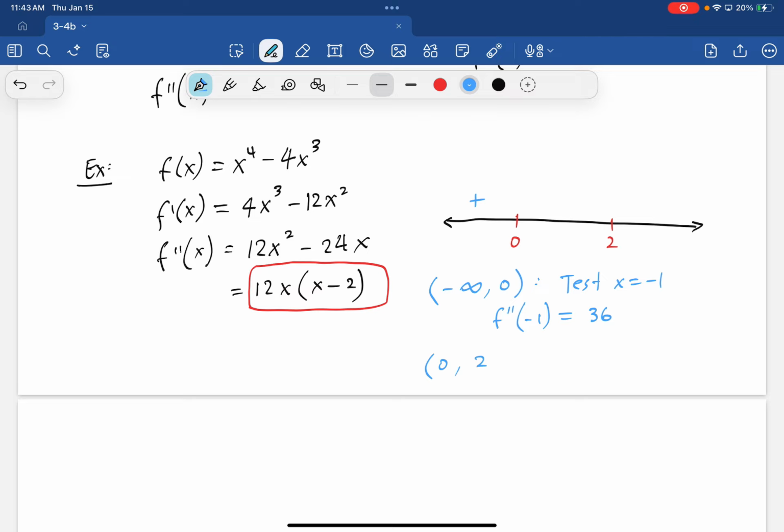Then we can test the second interval. For this one, we might test x equals positive 1. And so the second derivative at x equals positive 1 is going to be negative 12. So that's negative.